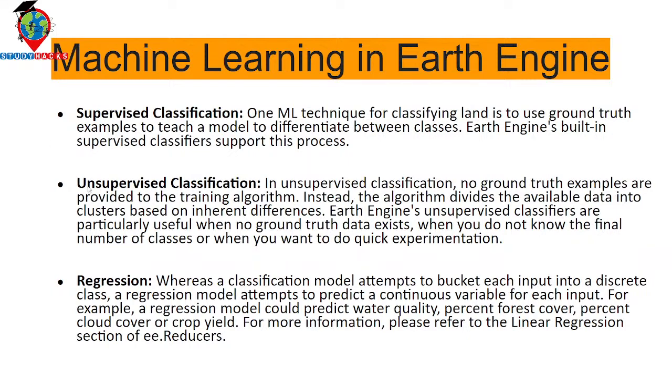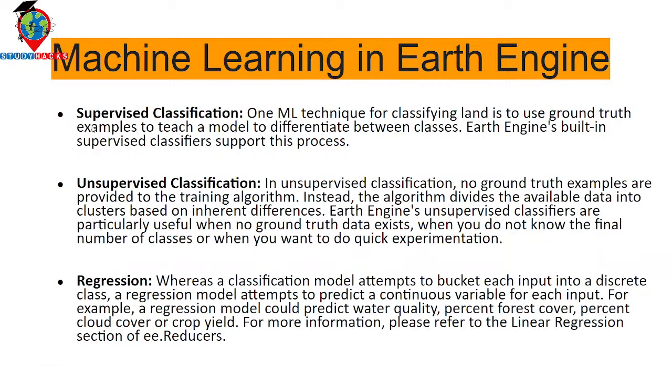And regression, mainly this regression model, finds different types of future outcomes, such as predicting water quality, percent forest cover, percent cloud cover, or crop yield. For these things we also apply different types of linear regression, and we can easily find out, suppose, the vegetation trend. Different things we can easily do using regression. So basically, for machine learning in the Google Earth Engine platform, we can apply supervised, unsupervised, and regression.